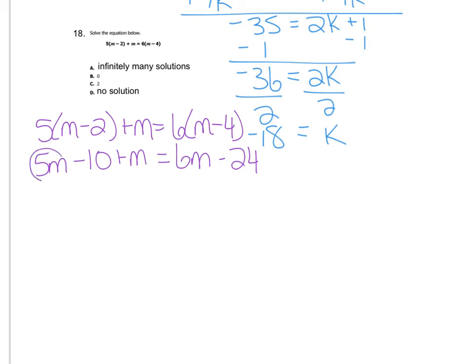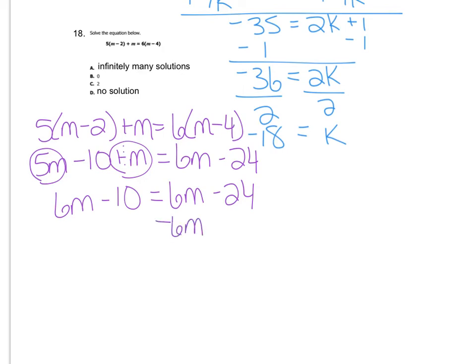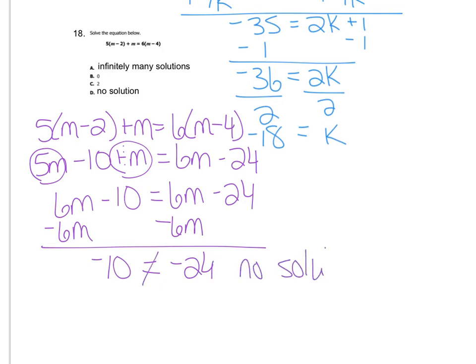Combine like terms next. 5m plus m. Remember there's a 1 here. That's 6m minus 10 equals 6m minus 24. Once my variables match, then you can go ahead and make some decisions. But if you wanted to go ahead and move those variables, because you're going to move your variables first, does negative 10 equal negative 24? No. So this is no solution, which is D.